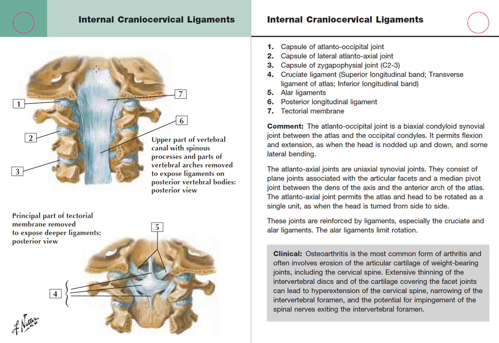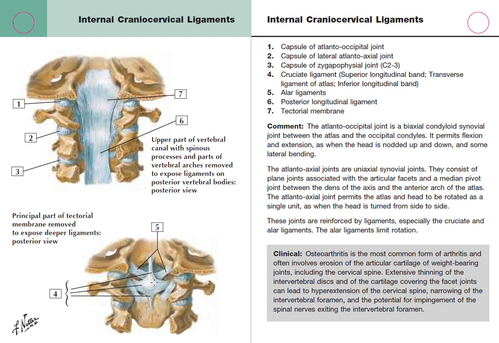Moving internally to the internal craniocervical ligaments. Number 1 here, the capsule of the atlanto-occipital joint. Number 2, the capsule of the lateral atlanto-axial joint. Moving inferiorly still, the capsule of the zygapophyseal joint. The zygapophyseal joint being the joint between C2 and C3.